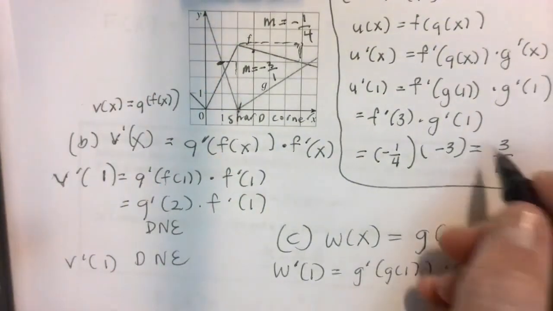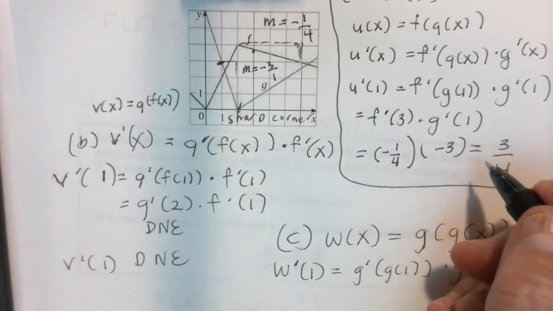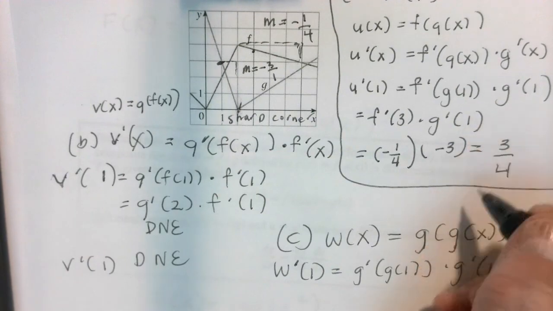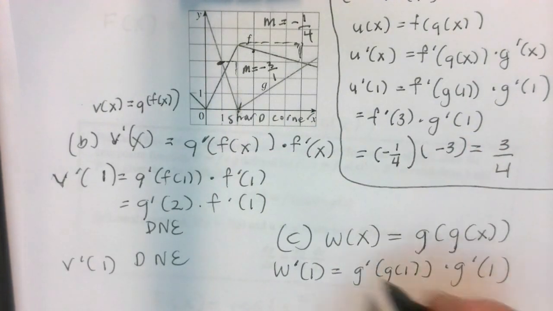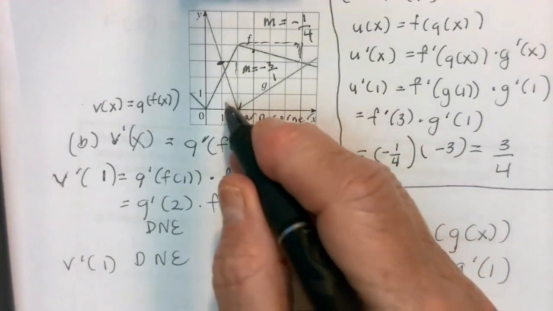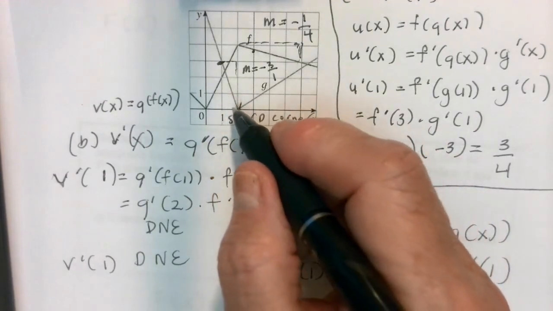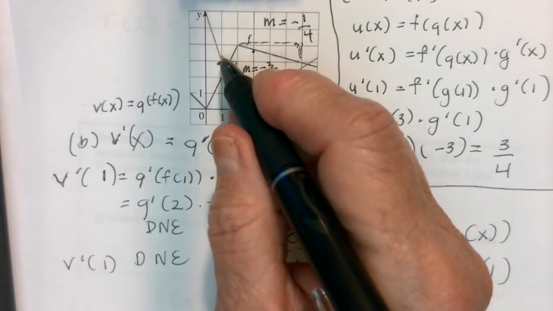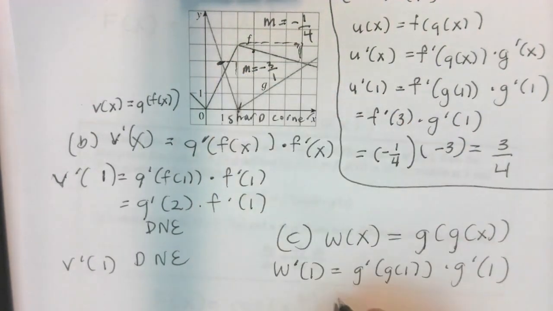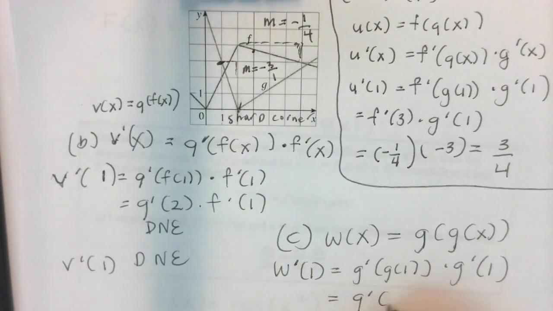I think we got g prime of 1 up here. Isn't it g of 1? Let's just go look. Here's g of 1, and g of 1 is equal to 3. So what we want to do is get g prime at 3 times g prime at 1.